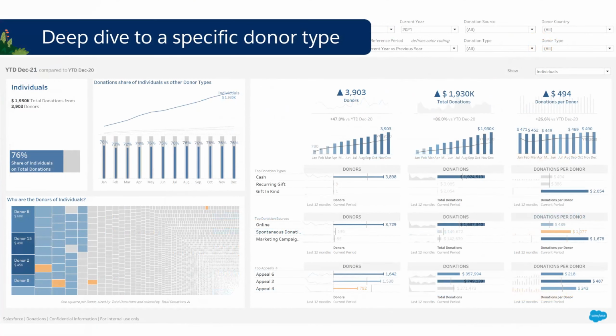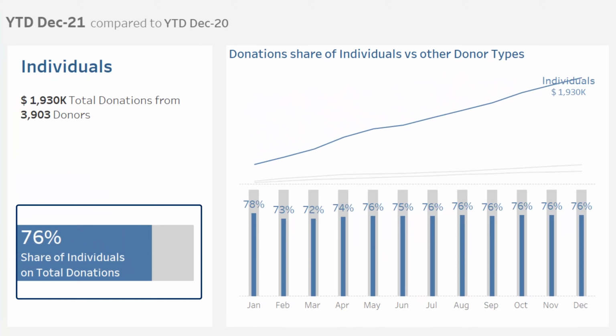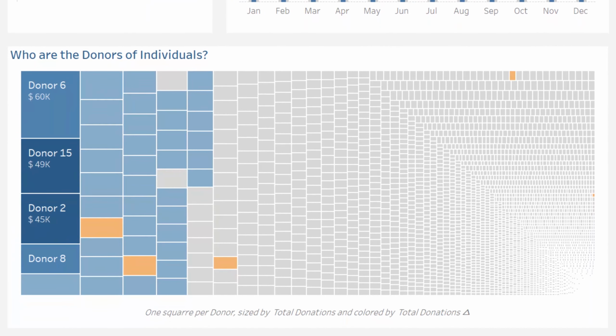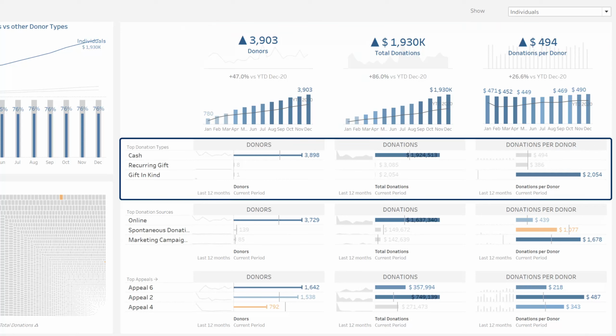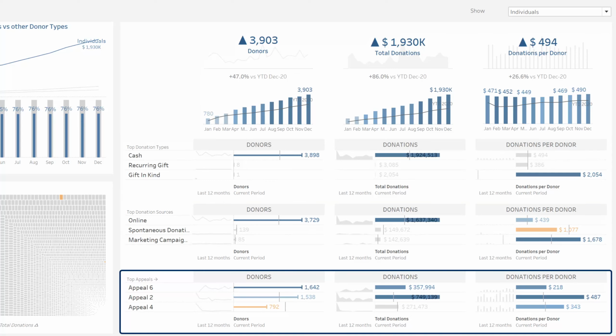You can also focus your analysis on a specific donor type. At the top left, market share of these types of donors compared to the total volume of donations. At the bottom left, who are the related donors? On the right, the fundraising results with those donors. Total number of donors, total donations, and average donation amount. What are their preferred donation types, sources, and best performing appeals?